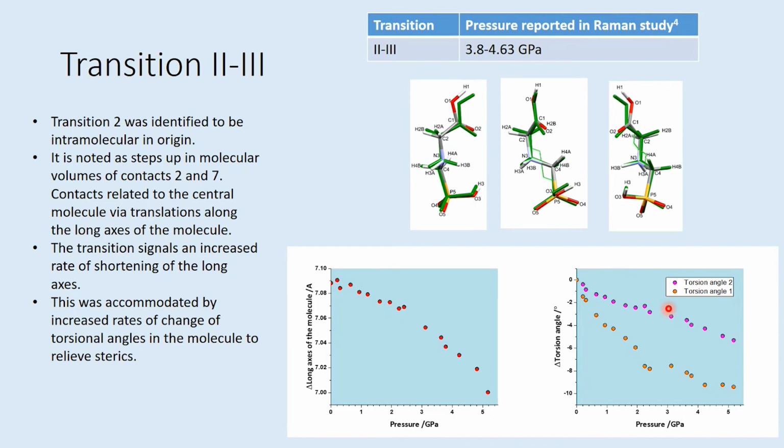As you can see, as we step down at these transitions with torsional angle, we're able to initiate a much faster compression in the intermolecular long axis of the molecule. So it's an intermolecular transition.